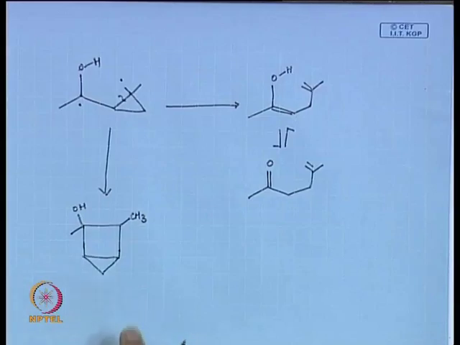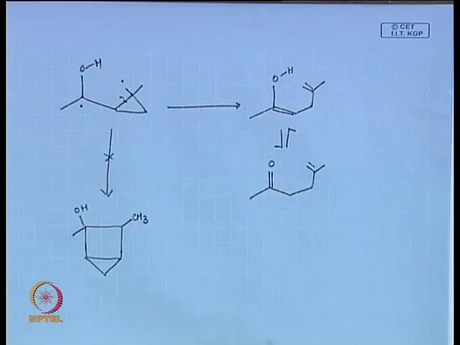Right, you get a cyclic product of this type. Possible or not? A straight statement, yes or no. Like you have a 5 membered ring followed by a 3 membered, it is not possible, right? Yeah.